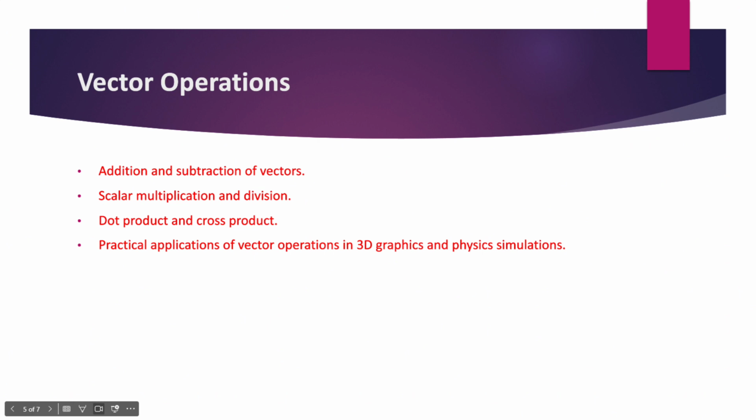Cross product. Definition. The cross product of two vectors yields a vector perpendicular to the plane containing the two original vectors. Its magnitude is equal to the area of the parallelogram formed by the two vectors, and its direction follows the right-hand rule. Practical application. In physics simulations and computer graphics, the cross product is used for various tasks such as calculating torque, determining orientation, and generating surface normals for shading.